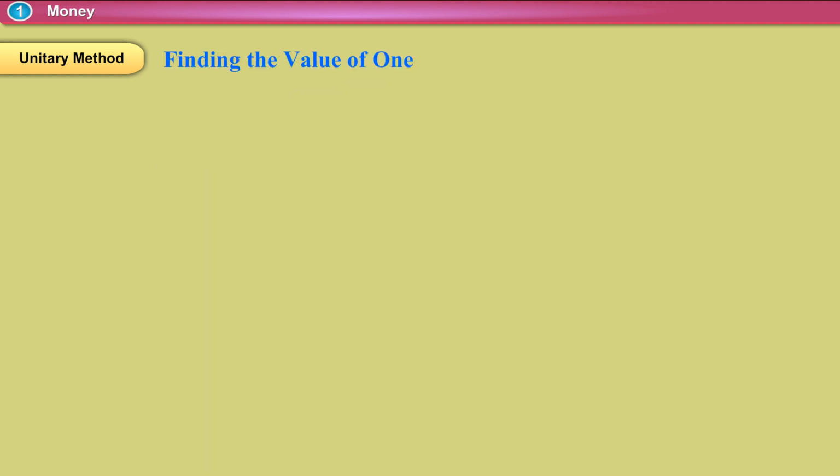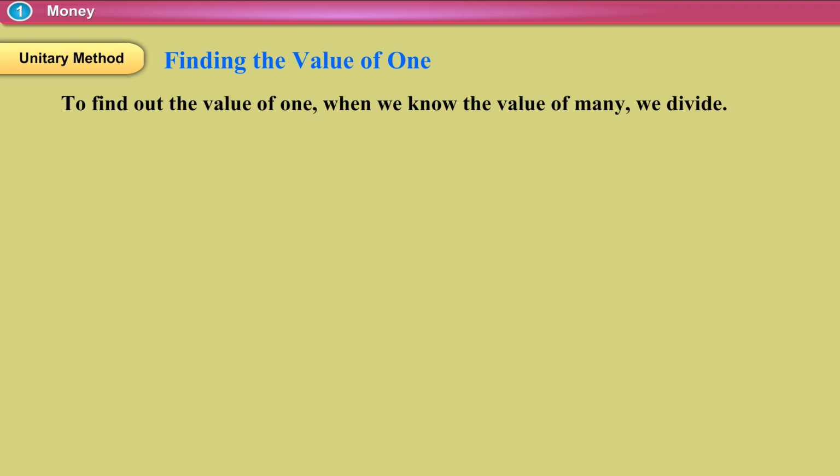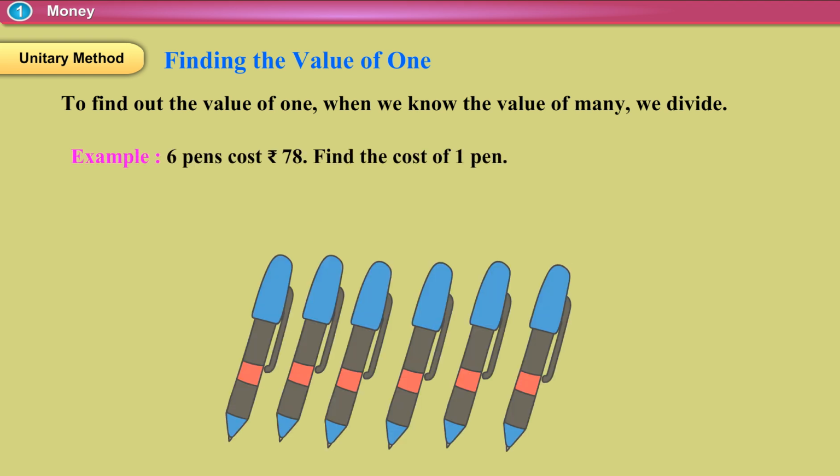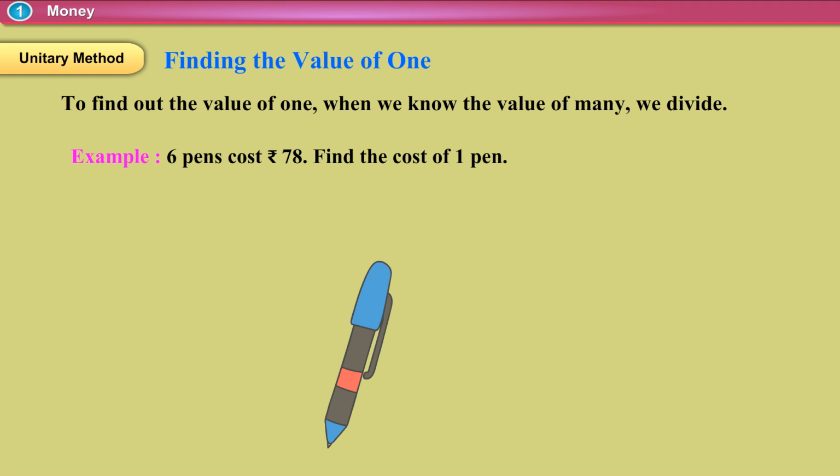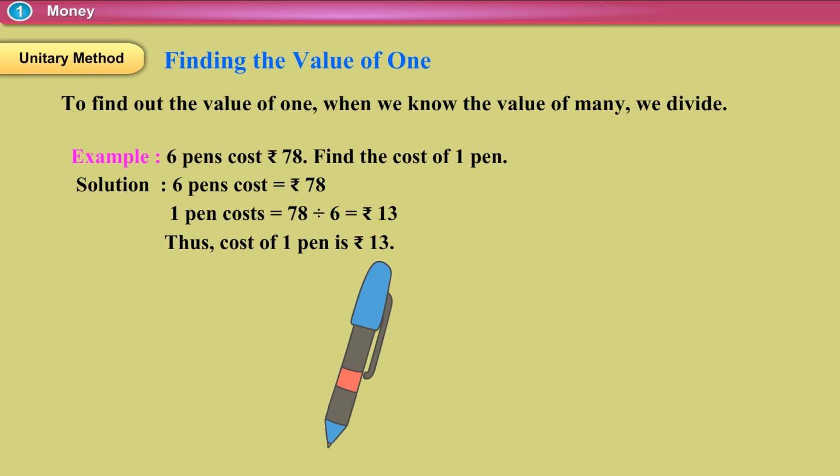Finding the value of 1. To find out the value of 1, when we know the value of many, we divide. Example: 6 pens cost rupees 78. Find the cost of 1 pen. Solution: 6 pens cost is equal to rupees 78. 1 pen costs 78 divided by 6, which is equal to rupee 13. Thus, the cost of 1 pen is rupee 13.